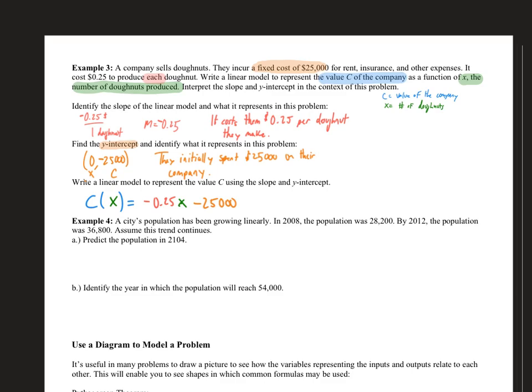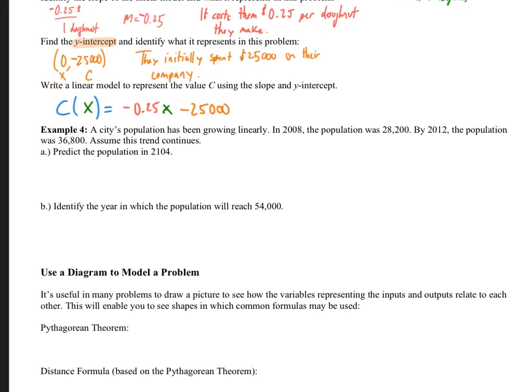All right, last one. A city's population has been growing linearly. That just really tells us the form of the equation, right? These are all linear equations, so it should have been slope-intercept form. So important, but not going to be anything different. In 2008, the population was 28,200. By 2012, the population was 36,800. Assume the trend continues. Okay.